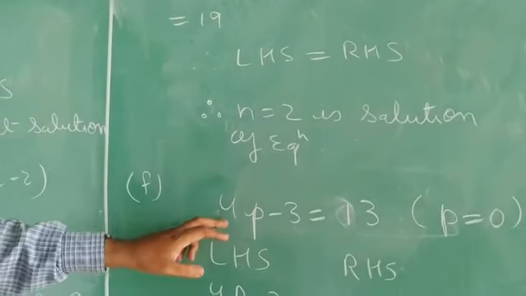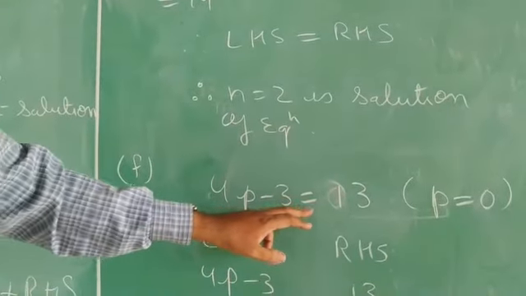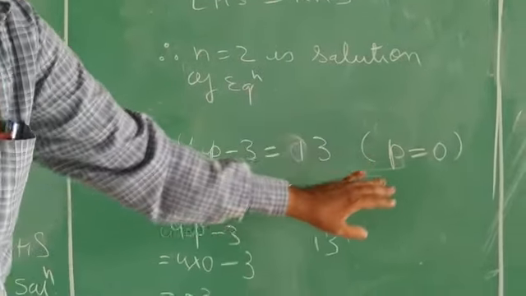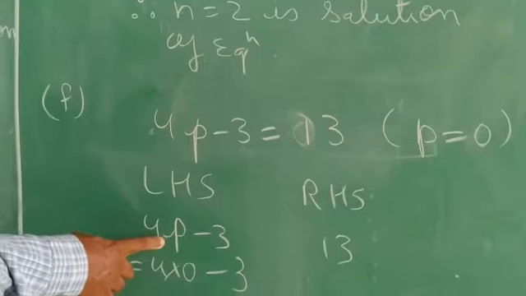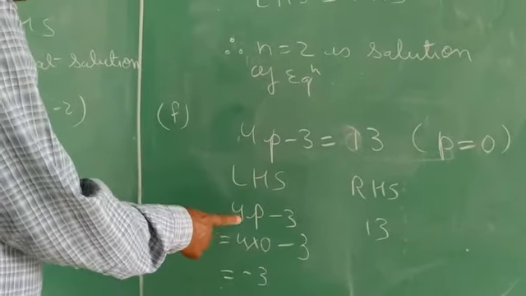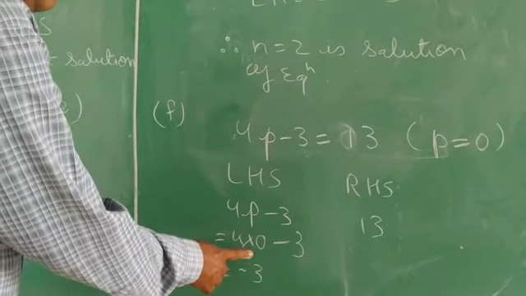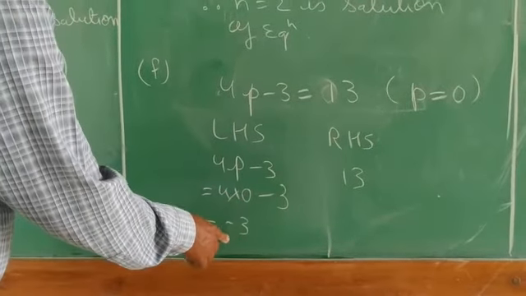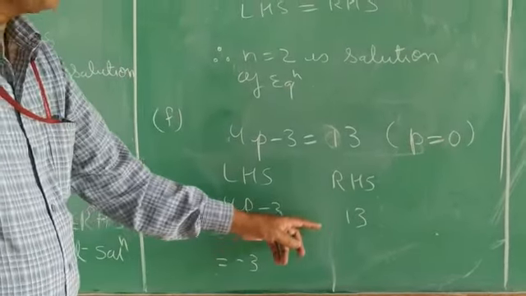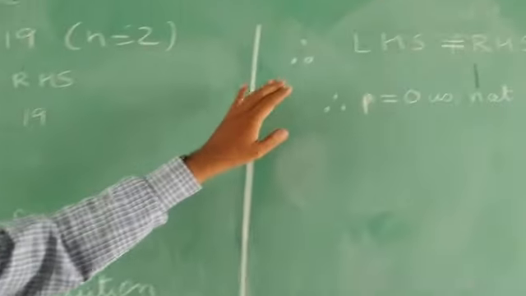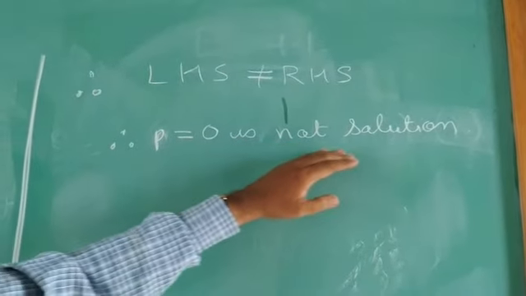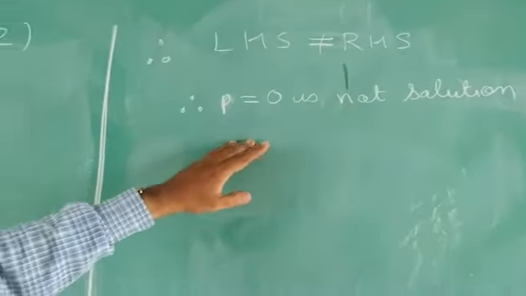Now F part, 4p minus 3 equal to 13. Now what is the value given here in the bracket? p equal to 0. So keep a value p equal to 0 in it. Where is the expression here? In LHS side. So 4 into 0, so 0 minus 3 is minus 3, here 13. So you can see the answer. They are not equal. So what I wrote here, LHS is not equal to RHS. Therefore p equal to 0 is not a solution of the equation.